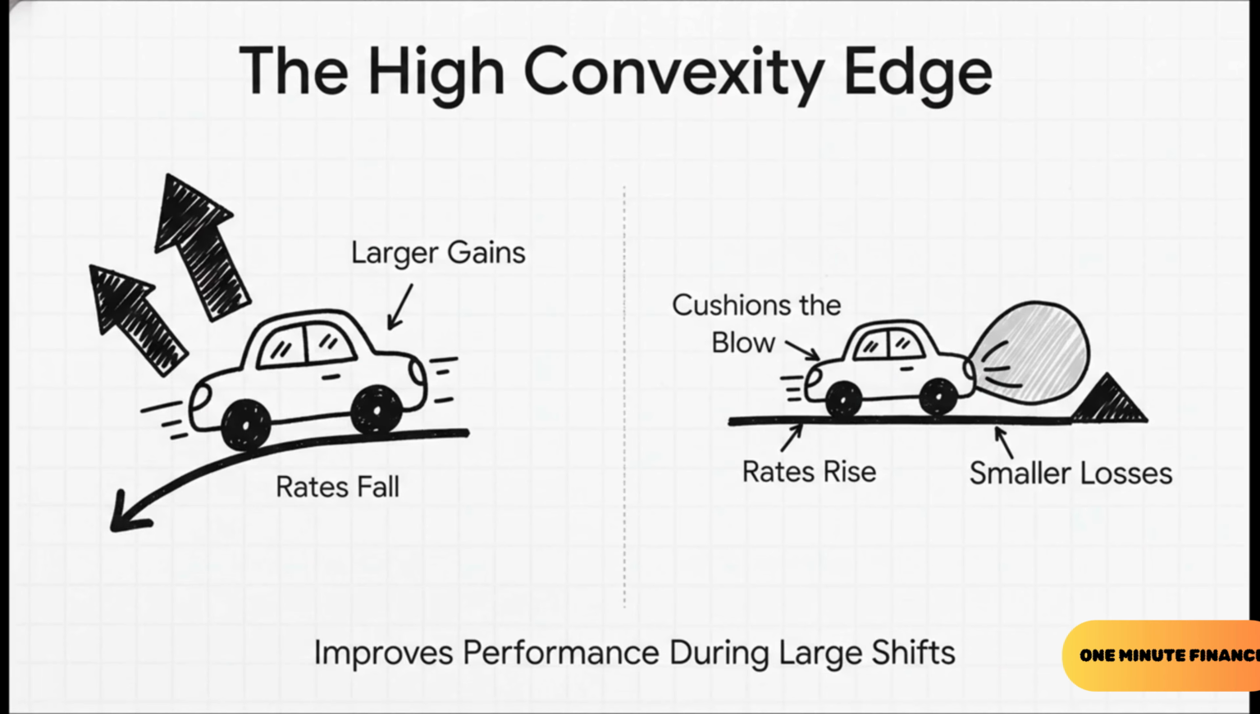So that's the payoff, right there. Positive convexity is almost like having a financial airbag for your portfolio. It softens the blow from rising rates, and it magnifies your gains when rates are falling. So in a really volatile market with big interest rate swings, an investor who's holding a portfolio of high convexity bonds is going to consistently outperform someone who only paid attention to duration.